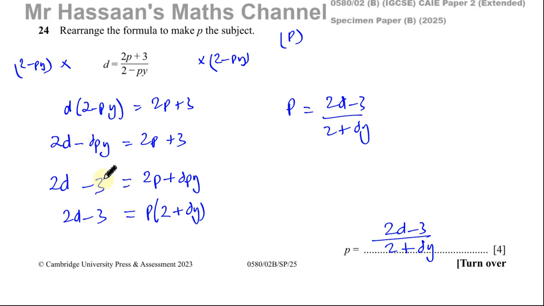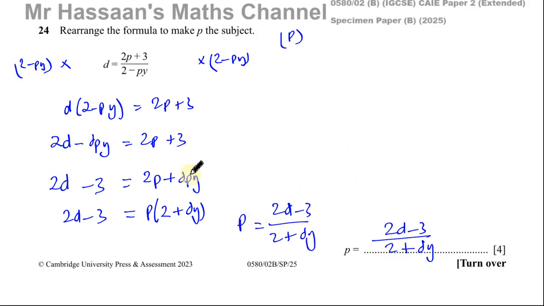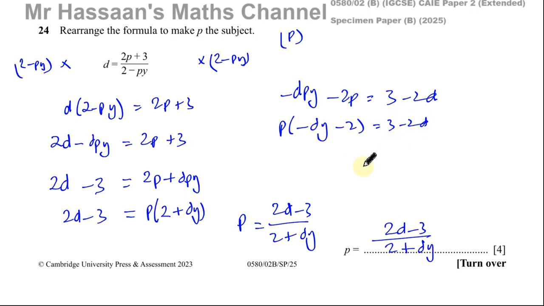Now, supposing we had decided, at this stage, somebody might have decided to bring the y's on this side, the p's on this side. In that case, they would have minus dpy minus 2p equals 3 minus 2d. They would have taken out p as a factor, minus dy minus 2 equals 3 minus 2d. And they'll have p equals 3 minus 2d over minus dy minus 2. That would also be correct, but it looks a bit more messy.